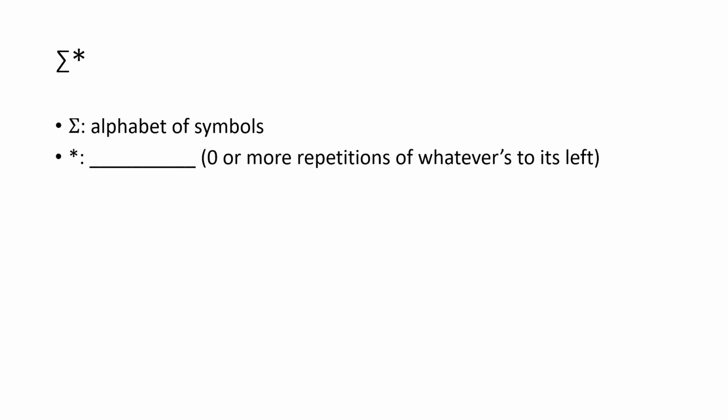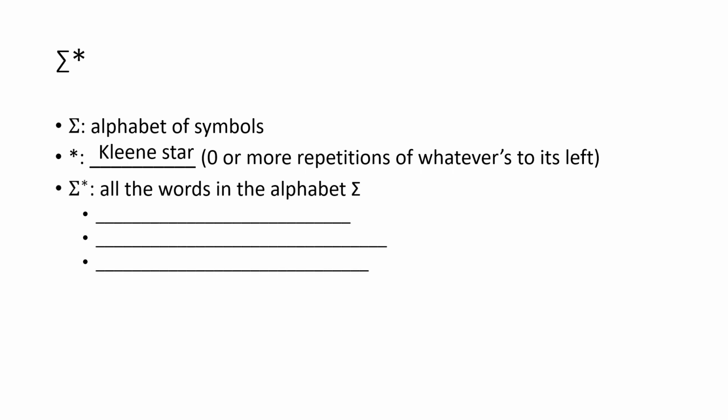Before we move on into talking more about regular languages, I want to talk about the symbol star and specifically sigma star. So sigma, as we have seen before, is an alphabet of symbols. Usually the examples might be like the binary alphabet, 0 and 1. And now I've appended the star to the end of it. What does that mean? A star, or Kleene star, means it's 0 or more repetitions of whatever's to the left of the star. So sigma star represents all of the possible words over the alphabet sigma.